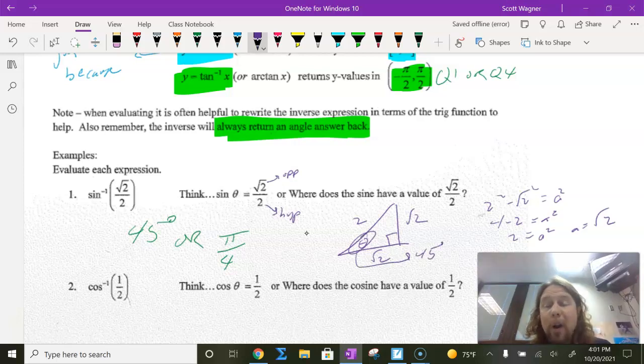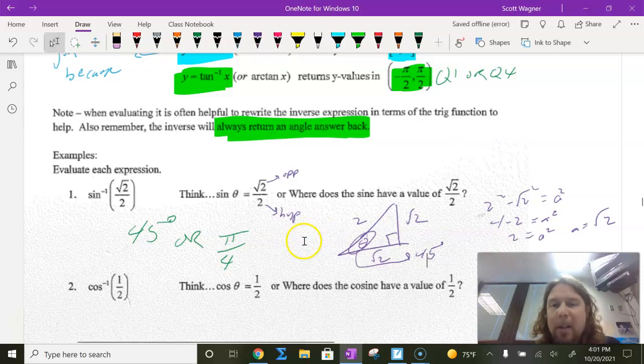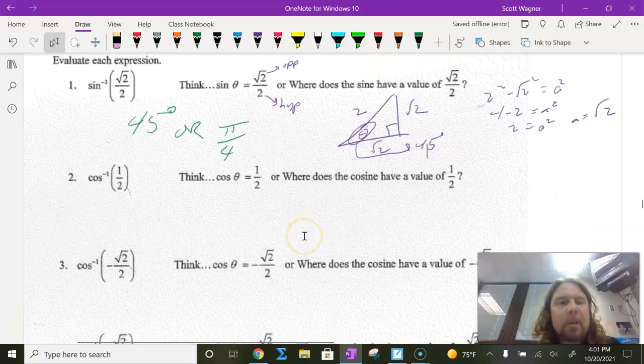So you can use that with the triangle method as well, and I'll do a couple of them with both so you get the idea of which method you like more. All right, number 2 right there.